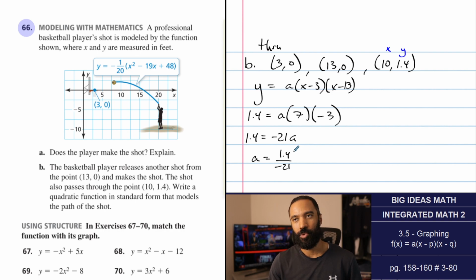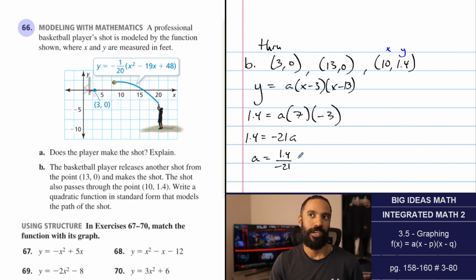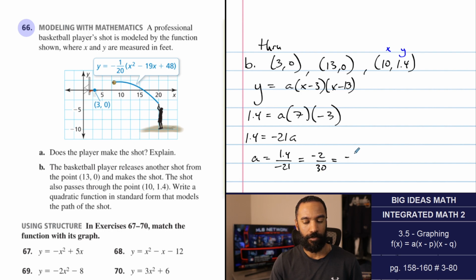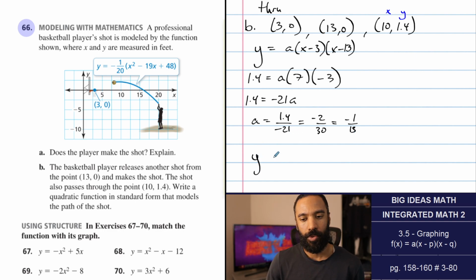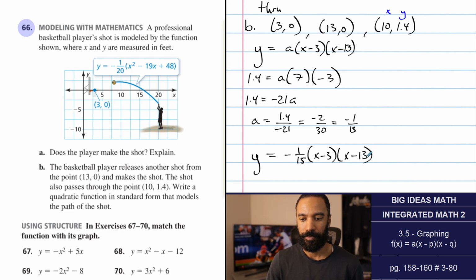Now, 14 over 21 would be 2/3. So this should be 2/30ths. Negative 2/30ths, which is negative 1/15th. Okay, I'm going to use that fraction. No decimals here, guys. No rounding. So this equation is going to be y equals, and they want standard form? Negative 1/15th times x minus 3 times x minus 13.